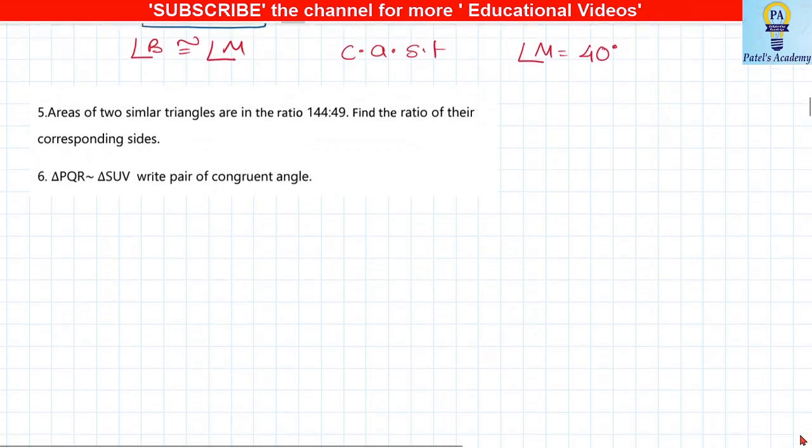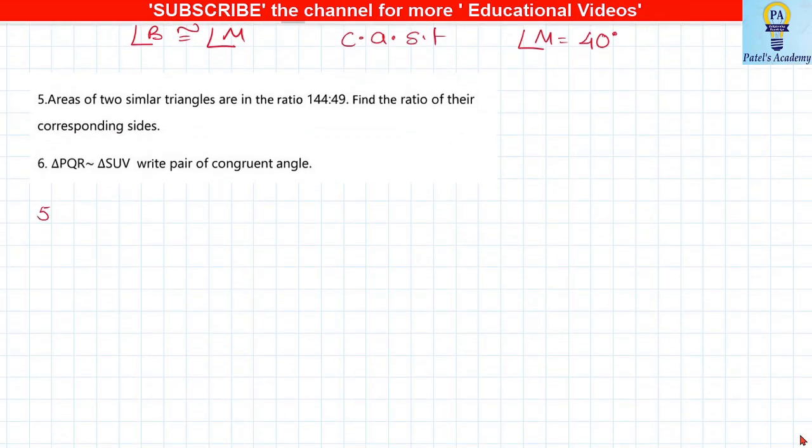Again we have similar questions, students, what we had in the MCQ. Areas of two similar triangles are in the ratio 144 is to 49. So I will take the two areas as A1 and A2. Find the ratio of their corresponding sides S1 and S2. Now if you see, they have given the triangles are similar. So this is the formula, or this is the relation.